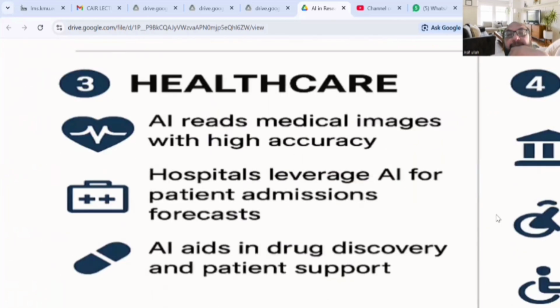Healthcare: AI reads medical images with high accuracy. Debatable, but there is increasing intrusion. Hospitals leverage AI for patient admissions and costs. AI aids in drug discovery and patient support.